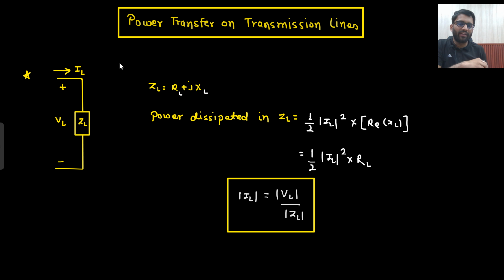So first thing I will apply the formula: mode of IL square times real part of ZL, divided by 2. Why divided by 2? Because this is the maximum current I am taking, so that's why 1 by 2. Now real part of ZL is resistance only. Now I need to find mode of IL.